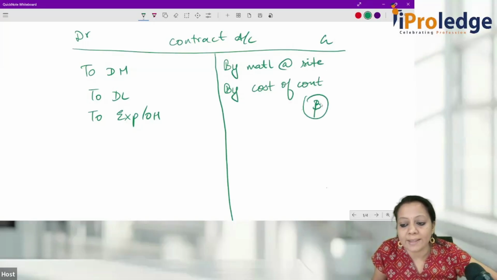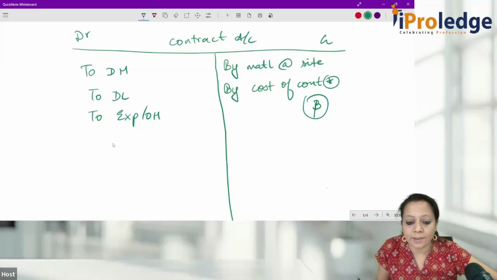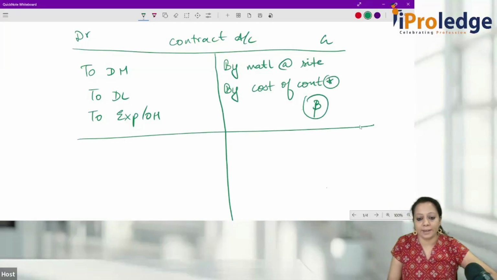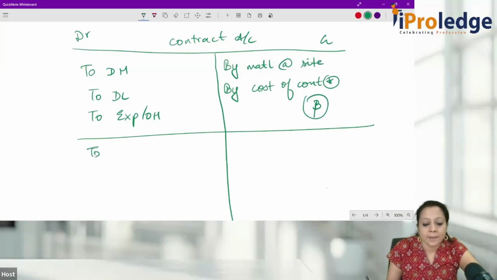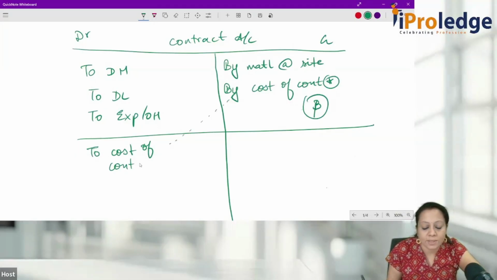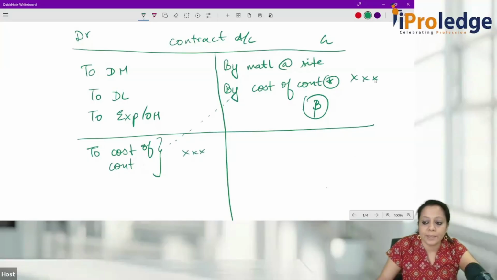This is always a balancing figure. So this is the first part of the contract account. All these details will be primarily given to you in the question itself. And then we will write here to cost of construction. That is whatever we have credited there, just like gross profit, it used to come back again. In the same way, cost of construction is going to come back here. Whatever amount you got there, here it will come.